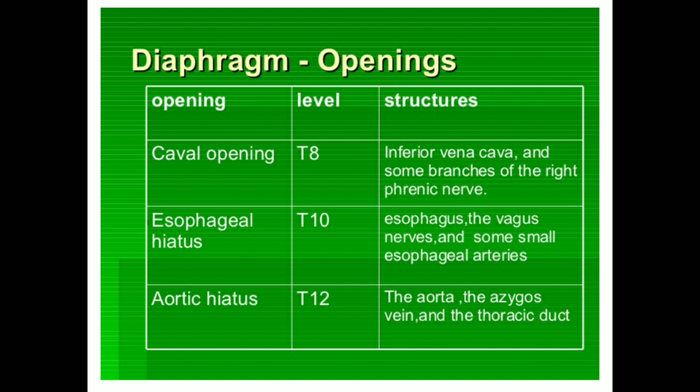Next comes the esophageal hiatus. At what vertebral level? T10. You can remember, skip: T8, T10, T12. Esophageal hiatus means the esophagus. Then comes a nerve, the vagus nerve, and some small esophageal arteries. Then the aortic hiatus at T12. The word tells you it is for the aorta, the azygos vein and the thoracic duct. All these are openings for the passage of vessels. So remember: vena cava opening, esophageal opening and aortic hiatus.